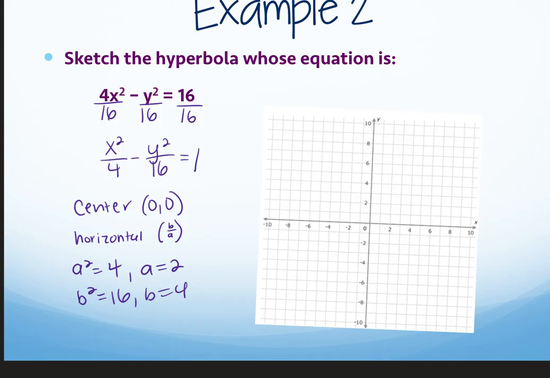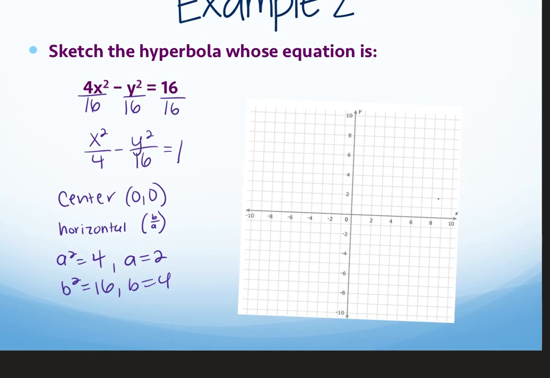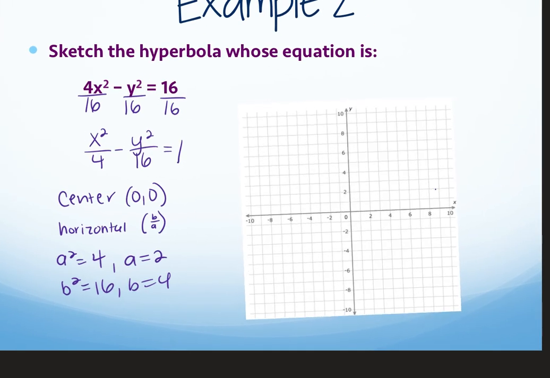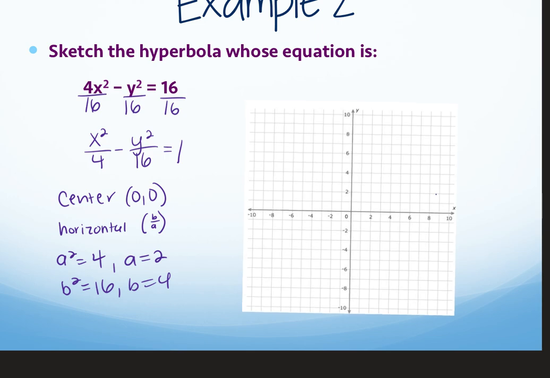So I'm going to start with my center at 0, 0. And then because it's horizontal, I'm going right and left my a. Again, a does not have to be bigger. This is not an ellipse. In an ellipse, a has to be bigger. In a hyperbola, that's not the case. So I'm going to go right and left 2 and plot points. That's my a. And I'm going to go up and down 4. That's my b.